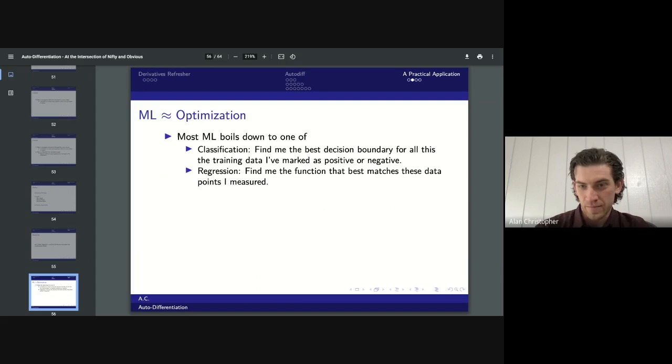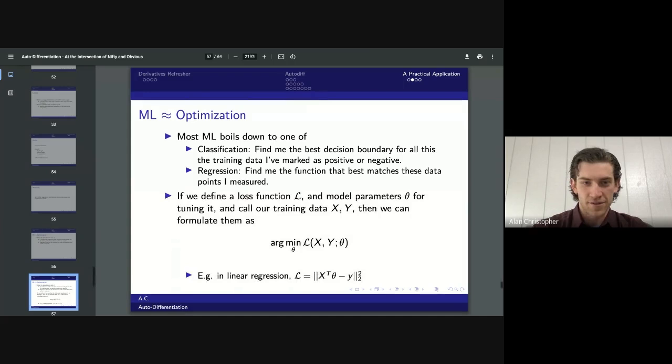For classification problems, I've got some set of positively marked data and some set of negatively marked data. And I'm asking you, please find me the best decision boundary such that all of the positively marked stuff is on the left-hand side and all the negatively marked stuff is on the right-hand side, or at least, you know, as much of the positively marked stuff is on the left and as much of the negatively marked stuff is on the right. Regression, I'm going to say, okay, I've got these points. They've maybe been corrupted by noise, but I think it's a line. Find me the line which best fits that. And that's really all that ML is.